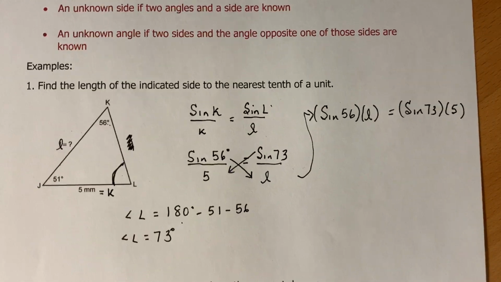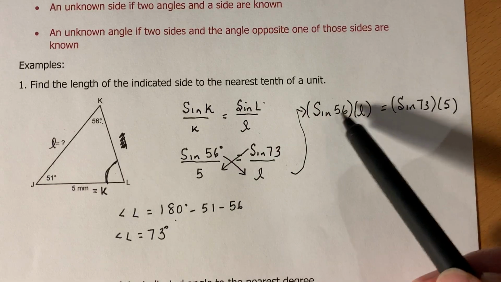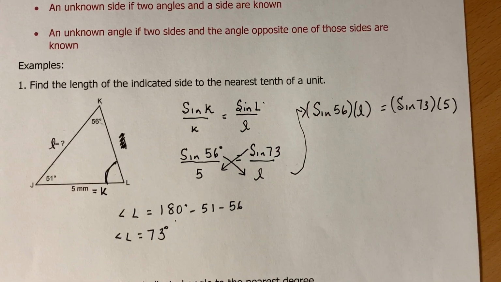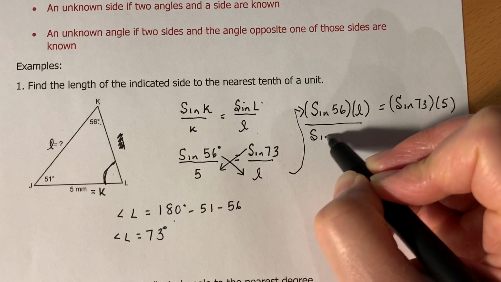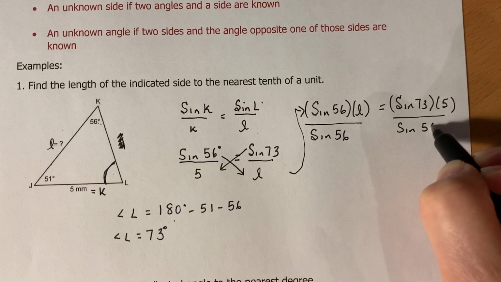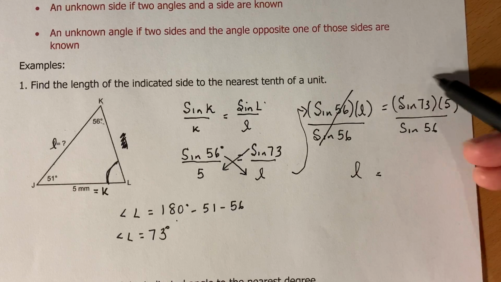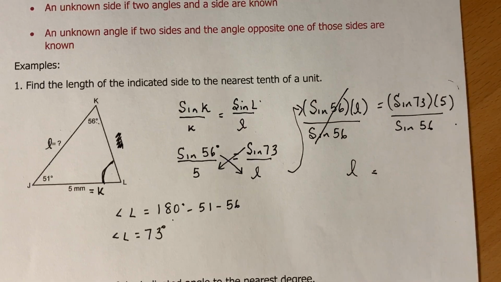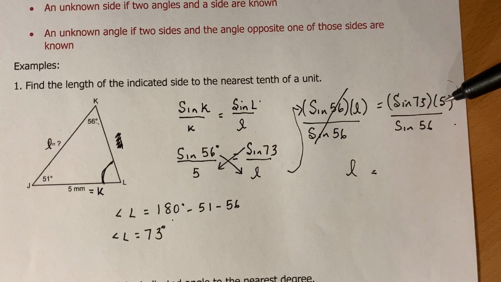Okay, now of course I want L by itself. So I'm multiplying it by sine 56. So to get rid of that sine 56, I need to divide both sides by sine 56. This is going to cross out. Now to find L, I do this on my calculator, and I can do it in one step. So I'm going to hit sine 73, I'm going to times it by 5, and then I'm going to divide it by sine 56.